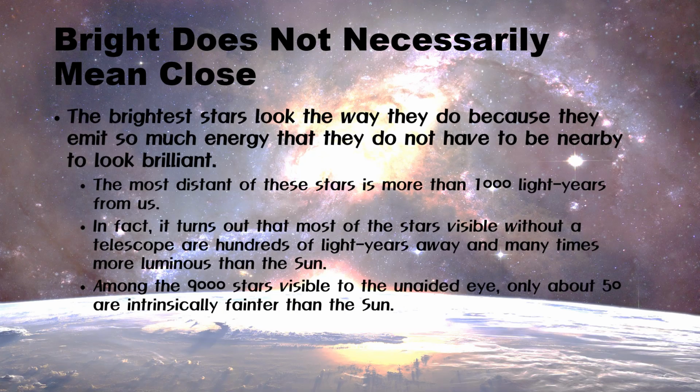Now, the brightest stars look the way they do because they emit so much energy that they do not have to be nearby to look so brilliant. In fact, the most distant of these stars is more than 1,000 light years from us. It turns out that most of the stars visible without a telescope are actually hundreds of light years away and many times more luminous than our own Sun. Among the 9,000 stars visible to the unaided eye, only about 50 are intrinsically fainter than the Sun.